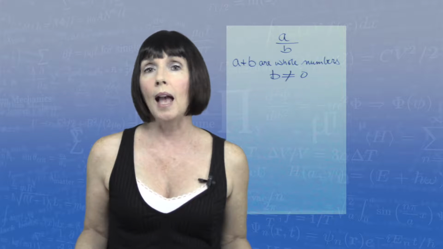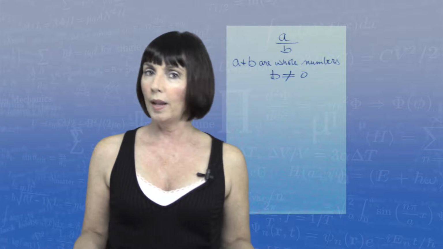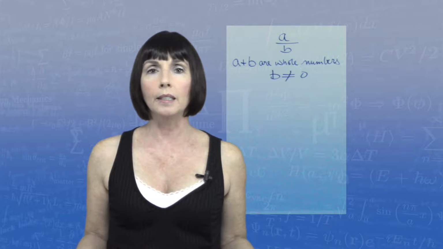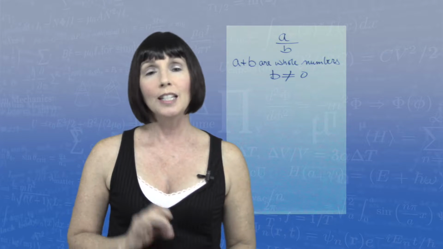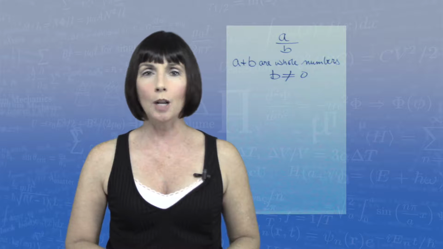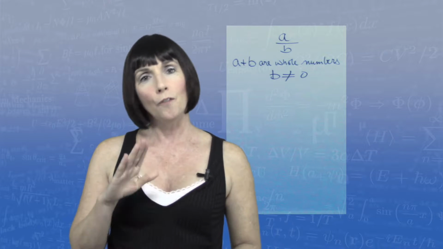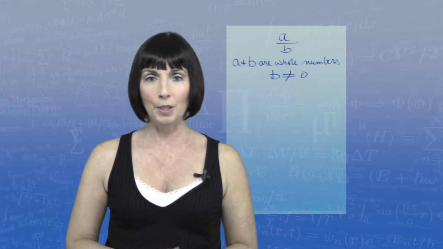Now, you're probably asking, why whole numbers? Why not integers? Fractions can be negative. Good question. Actually, an integer over an integer is a rational number, and we're going to talk about those another time. So for now, we're just dealing with whole numbers.